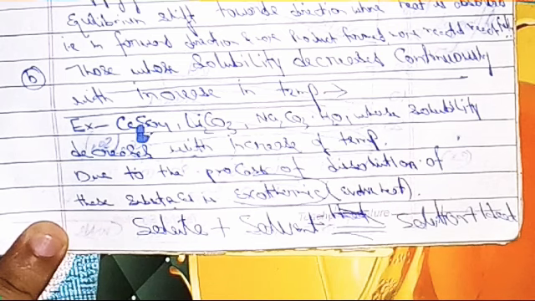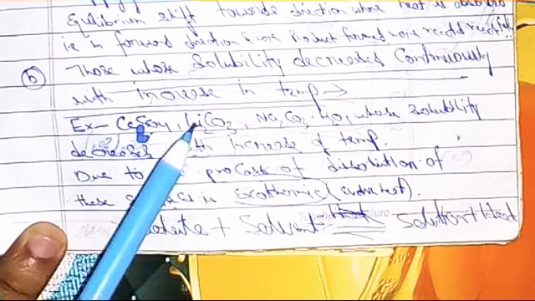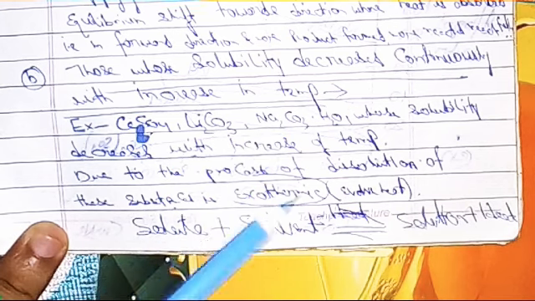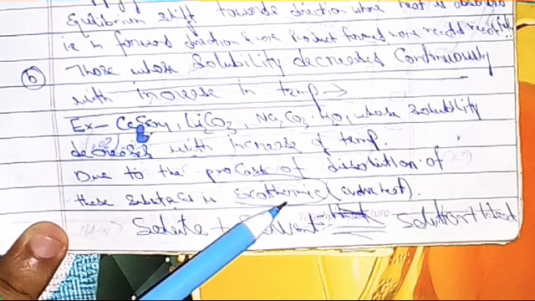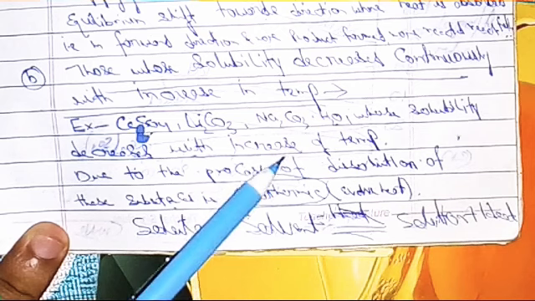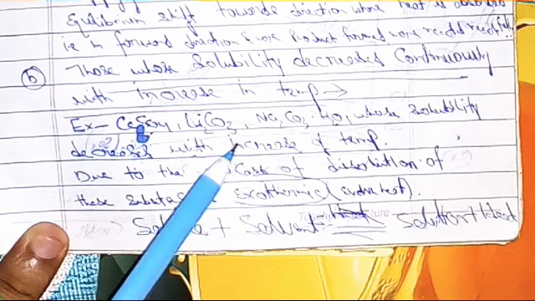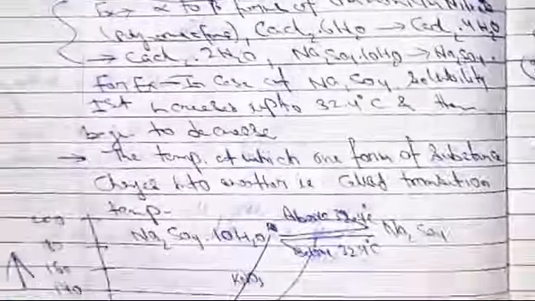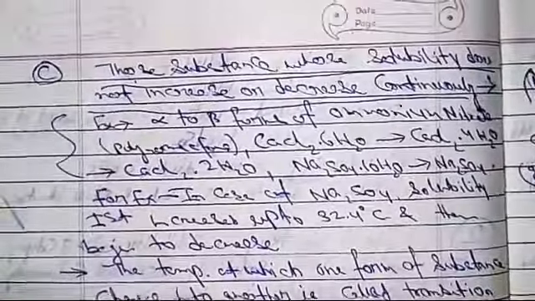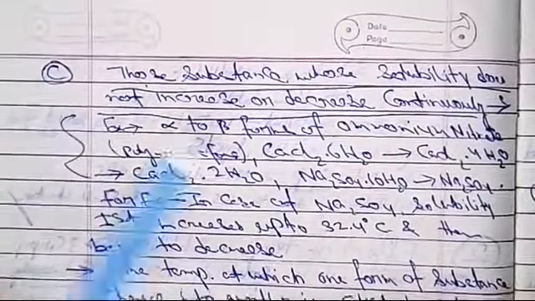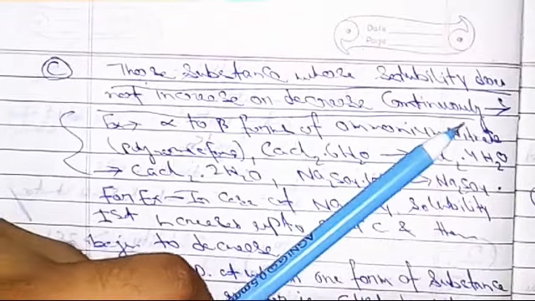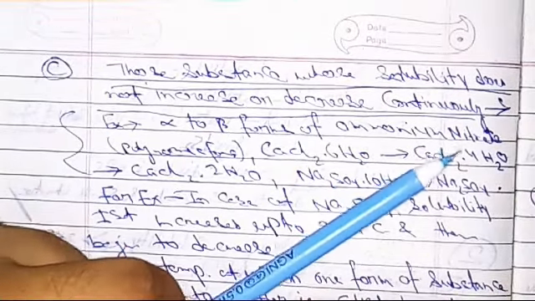And keep in mind, when the solubility decreases continuously, heat is already given out by the solute plus solvent at the end. If we increase the temperature, the process gets reversed, and the increase in temperature does not favor solubility, but the solubility of these substances in the solution decreases. Now we have the third case, those substances whose solubility does not increase or decrease continuously.